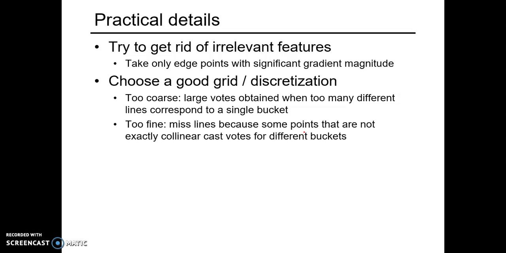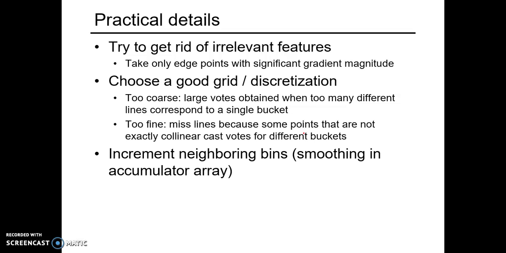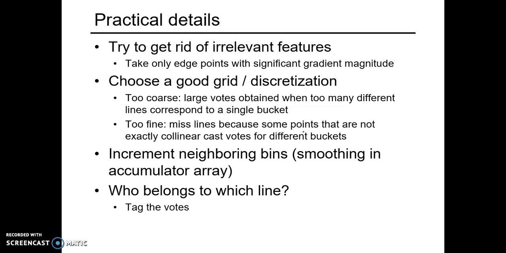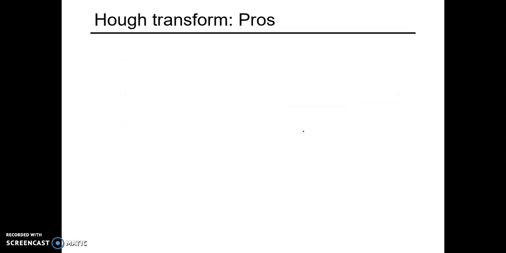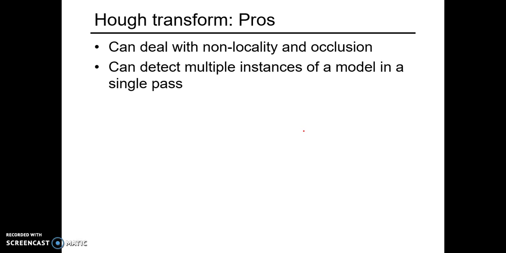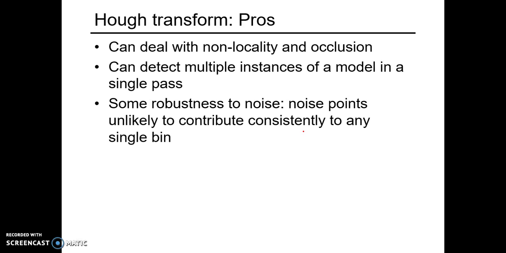So the practical detail of this Hough transform is that you need to find corresponding points in the parameter space. If they are intersecting, those points constitute a particular line, and you can reconstruct it. Okay, so the pros of the Hough transform are that it can deal with non-locality and occlusion. Whatever the case, we can detect the line, and it can also detect multiple instances of a model in a single pass. That means if multiple lines are there, they can also be detected, and it is robust to noise. Okay, so these are the pros.